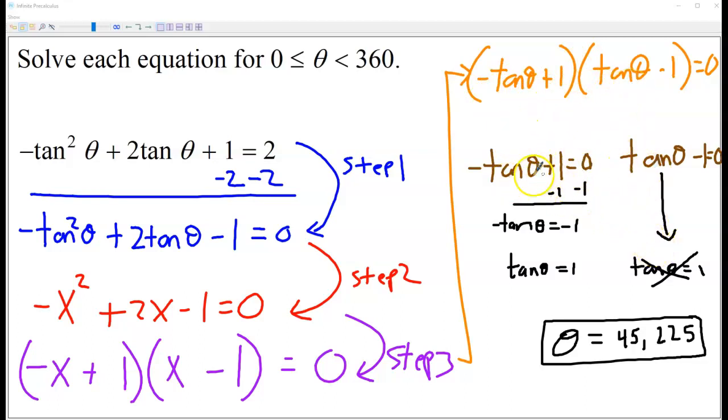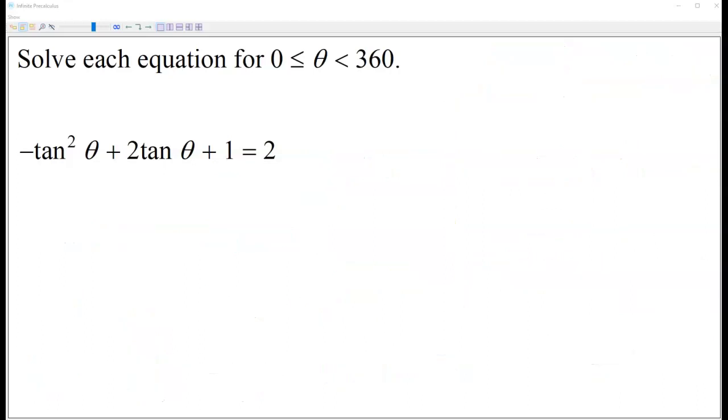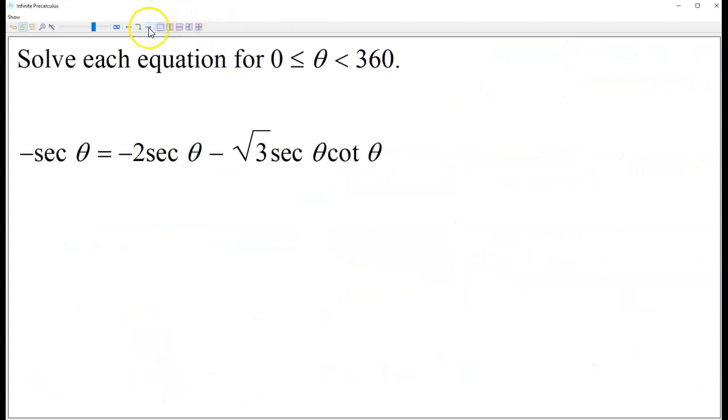And even though they don't look the same at first, it turns out they both end up just being tangent of theta equals 1. So once again, we could ignore one of them because they're the same answers. So where tangent of theta equals 1 is at 45 and 225 degrees. All right, let's go ahead and take a look at another example. So this is example 2.